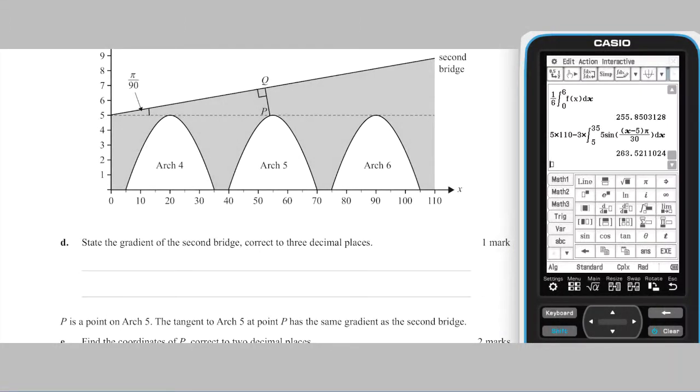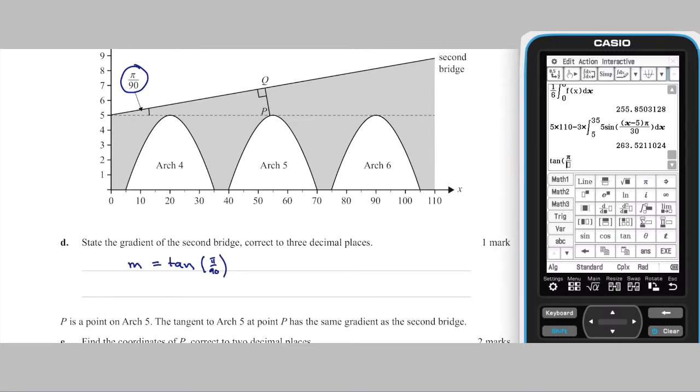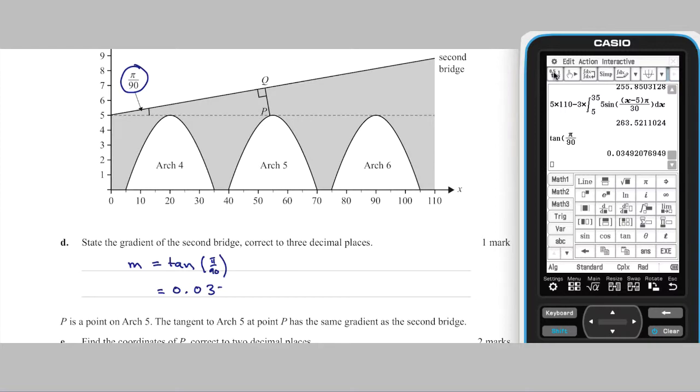Part D. This part concerns a second bridge that has arches quite similar to the arches in our first bridge. Our first computation is to calculate the gradient of the second bridge, and this can be done using the identity m equals tan theta, or in this case, tan of pi on 90. This has an approximate value to 3 decimal places of 0.035.